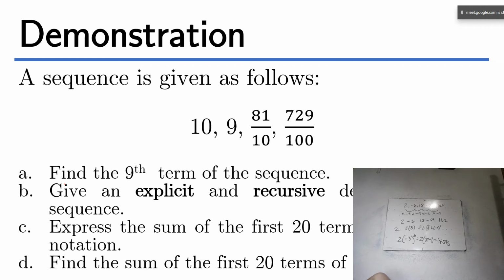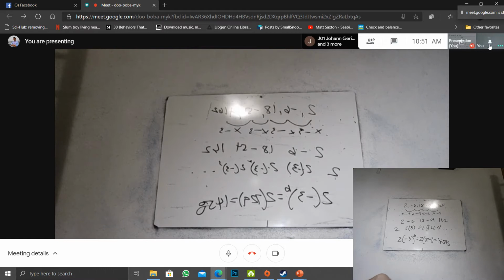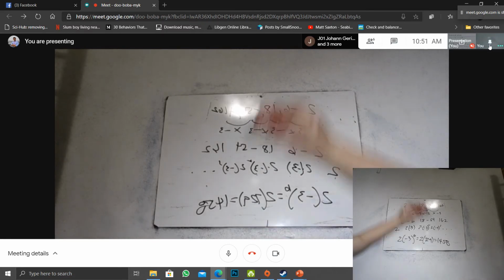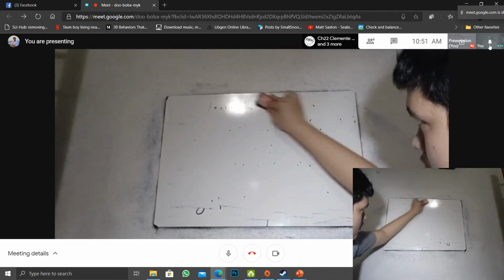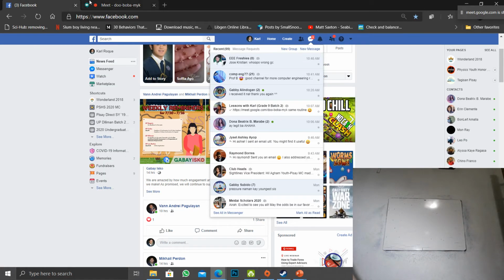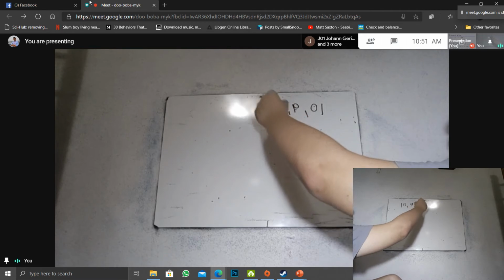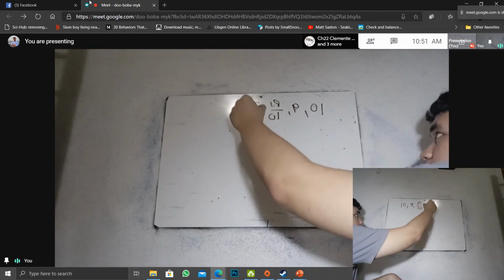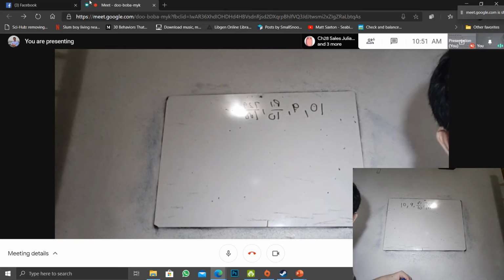Sige. Ito. A sequence is given as follows. Sige, ilalagay ko na dito sa whiteboard ko. 10, 9, 81 over 10, 729 over 100, so on and so forth. Find the 9th term of the sequence.